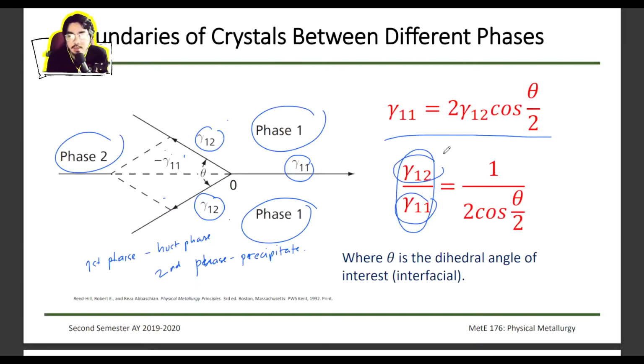Ito yung tinatawag nating interfacial dihedral angle, no? So interfacial siya because it is an interface between two different phases, no? So itong si sigma 1,1, although it's still an interface, pero kumbaga in this context, they are the same phase, so sigma 1,1 lang siya. Okay?